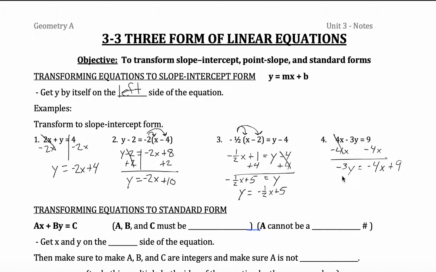Now we need to get y completely by itself by dividing by negative 3. So we divide by negative 3, cancels out. We have y equals. Now we want to divide both terms by negative 3. So negative 4 divided by negative 3 gives me a positive 4/3 x. Then I take 9 and divide by negative 3. That's going to give me negative 3, so it would be minus 3. Our slope-intercept form of that equation would be y equals 4/3 x minus 3.